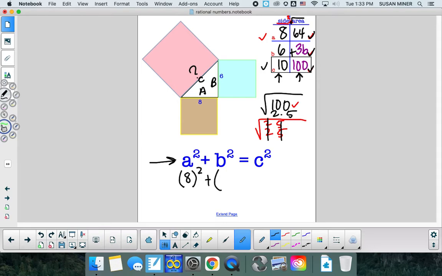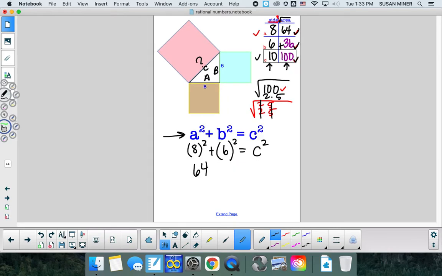Instead of a B, I'm going to substitute in a 6, and that's going to tell me what C squared is. So 8 squared is 64, plus 6 squared is 36, and you're welcome to use your calculator to help you calculate out what your exponents are if you need that. That gives me 100. So C squared is 100. There's my area.